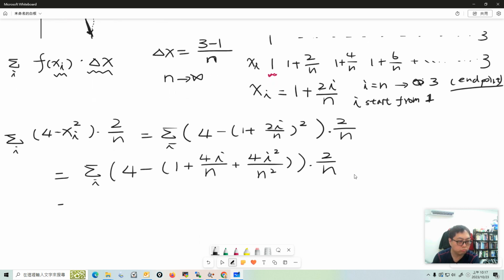Let's continue; this is just algebra work, and I believe you can all understand this, so I won't address it too much. We have 4i squared over n squared, minus 2 over n. So finally we get this.